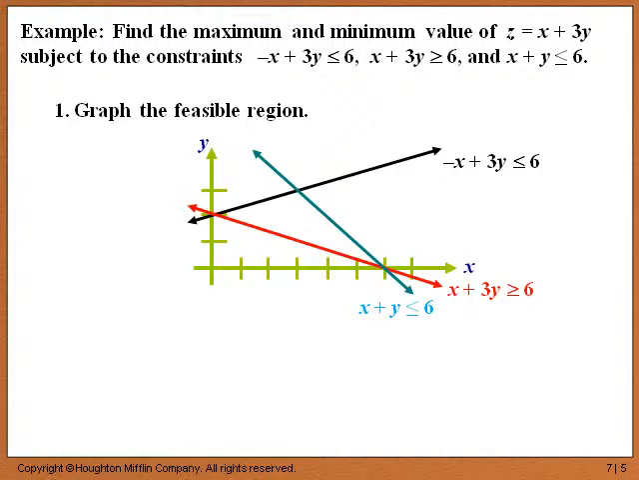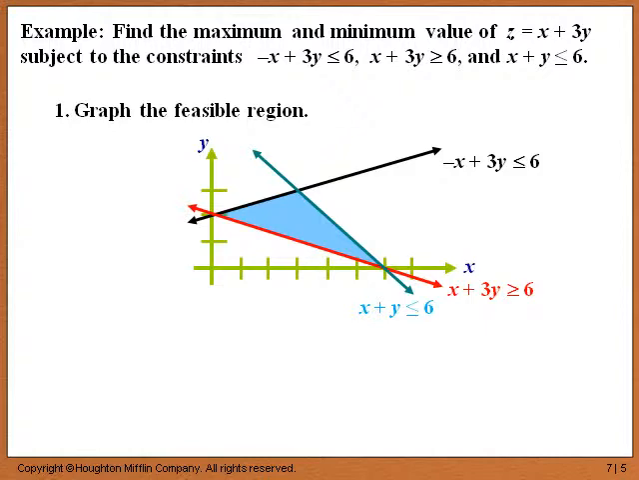These are three lines which form the boundaries of these inequalities. And we shade the region that's common to all three of these inequalities, these three constraints. For negative x plus 3y less than or equal to 6, shown in black, we shade under it because it's less than.